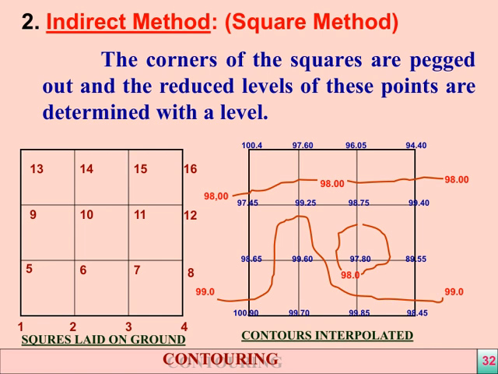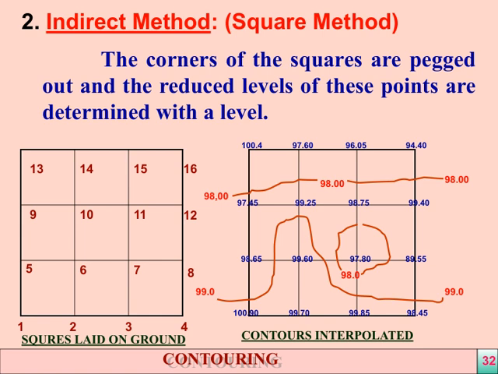Moving on to the indirect method, specifically the square method, you can see the diagram and the table on the slide. The squares laid on the ground are numbered from 1 to 16, and the corresponding reduced levels for each point are listed. These levels are obtained by measuring from known reference points or benchmarks.